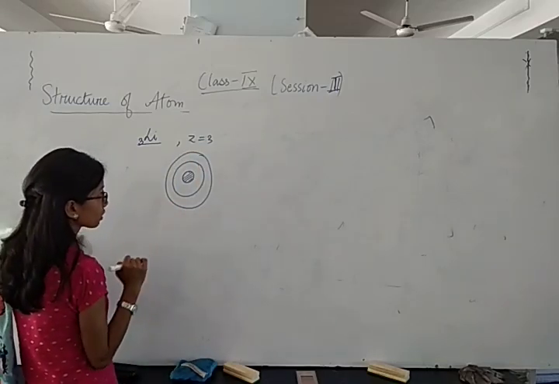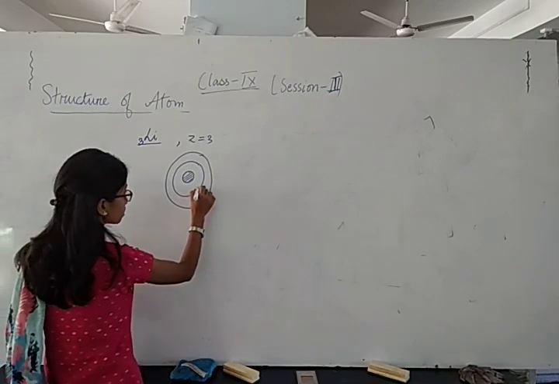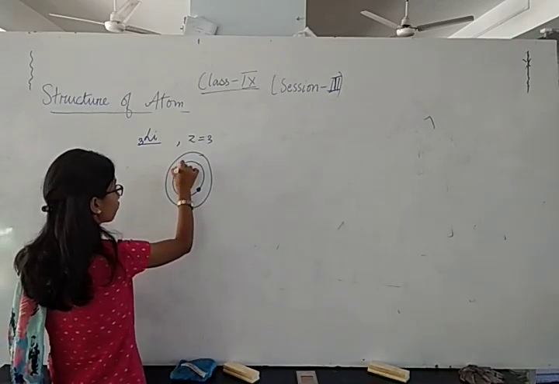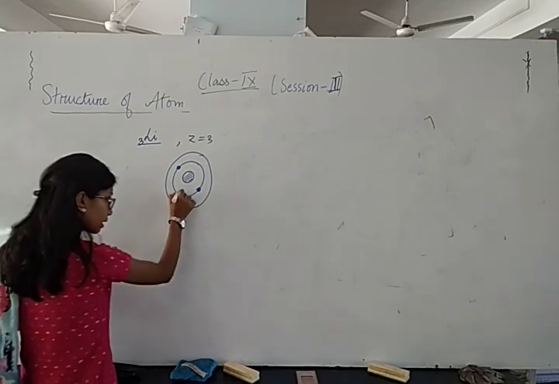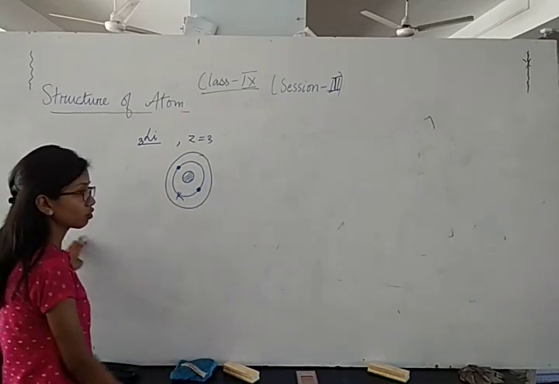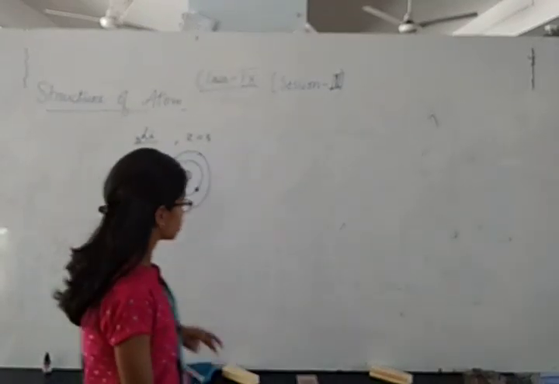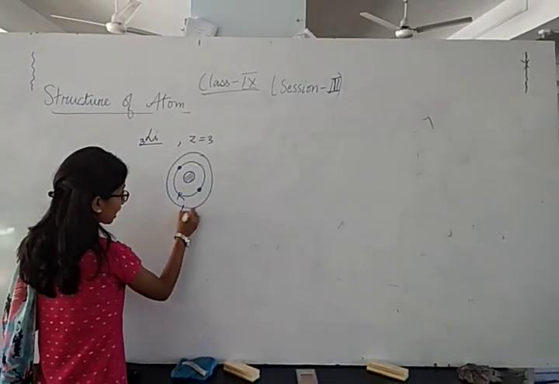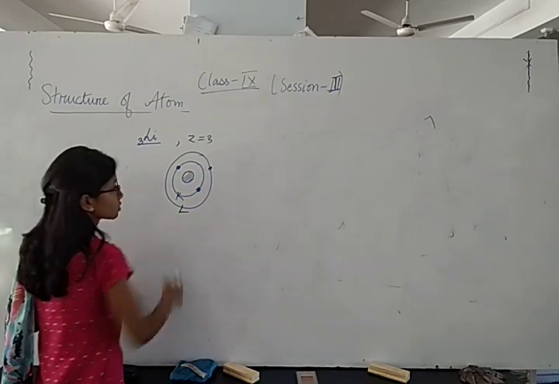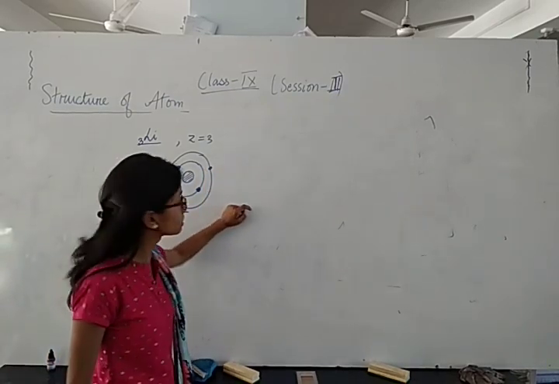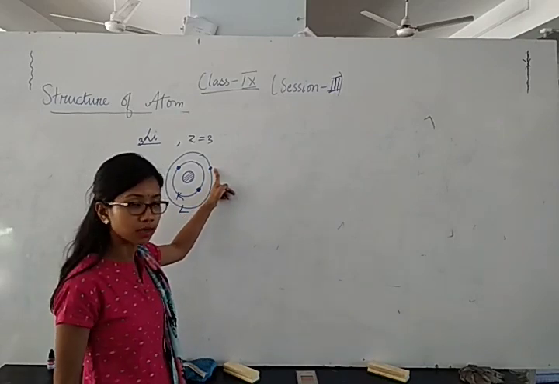Since only 3 electrons are present, the first cell will consist of 2 electrons. The maximum number of electrons that can be held by the K cell is 2. Next, the L cell: since only 3 electrons are present, the remaining 1 electron will be arranged in the L cell, that is 1.